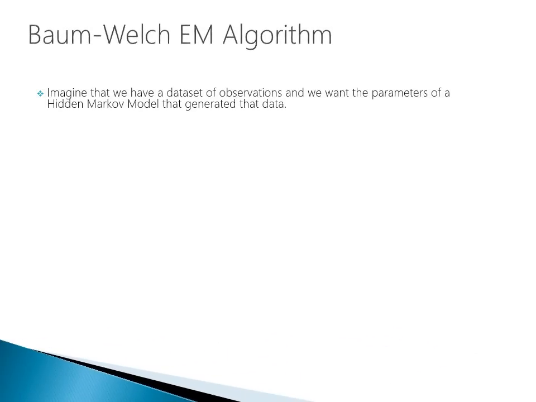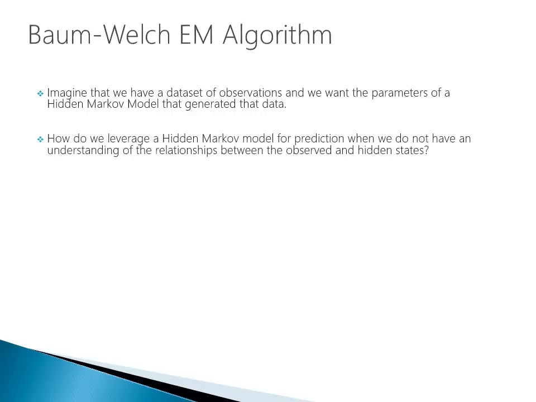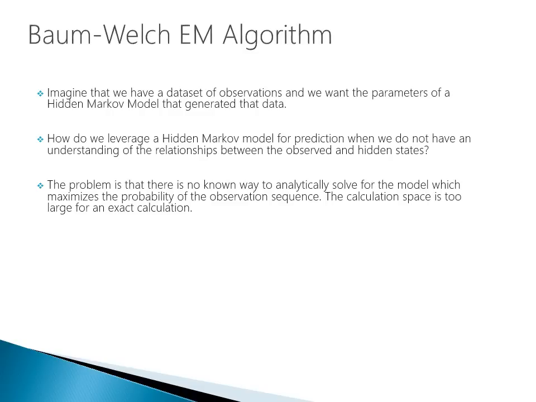Imagine that we have a data set of observations, and we want the parameters of the hidden Markov model that generated this data. How do we leverage a hidden Markov model for prediction when we do not have an understanding of the relationships between the observed and hidden states? The problem is that there is no known way to analytically solve for the model which maximizes the probability of the observation sequence. The calculation space is too large for an exact calculation. So in this case, we run into fundamental limitations in our machine learning techniques because the space is just too large to actually calculate.